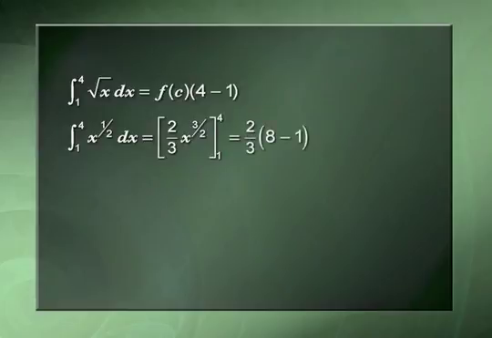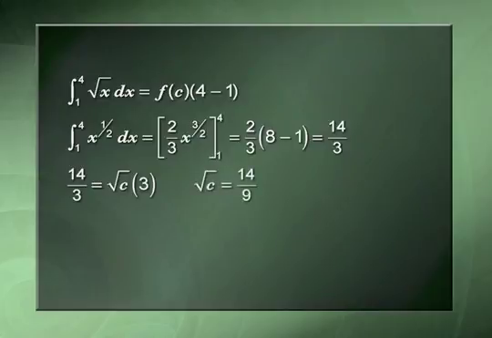2/3 times, well, what's 4 to the 3/2? Oops, let's see, the square root of 4 is 2, and then cube it, it's 8, and then plug in 1, you get 1. So the final answer is 14/3. So, according to our mean value theorem for integrals, there's some number c such that 14/3 equals f of c, which is the square root of c, times 3. And then you solve that equation. The square root of c is going to be 14/9, and c is then 14/9 squared, which is about 2.42.